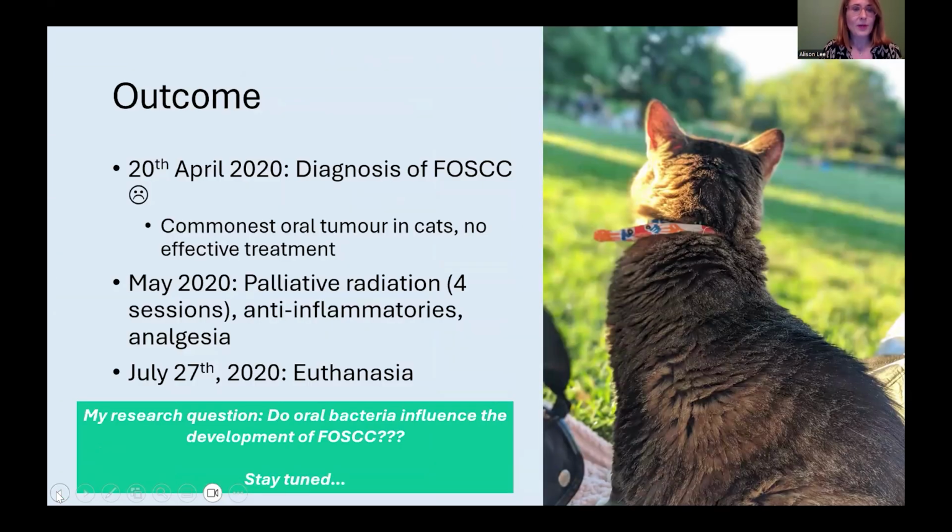So poor little Flipper was diagnosed with feline oral squamous cell carcinoma, which is what I'm studying. This is a common mouth cancer in cats, and sadly, there's no effective treatment. Flipper did receive radiation therapy, but she was unfortunately put to sleep in July of 2020. So my research project involves studying whether oral bacteria in the mouth might influence the development of this tumor. So please keep in touch or stay tuned for any interesting results.